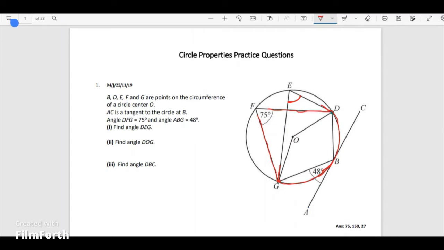And we know the property that says that angles made by the same arc, or angles in the same segment, are equal. So DEG would be equal to 75 degrees. The reason being that these are angles in the same segment, or angles made by the same arc, whatever you want to say.